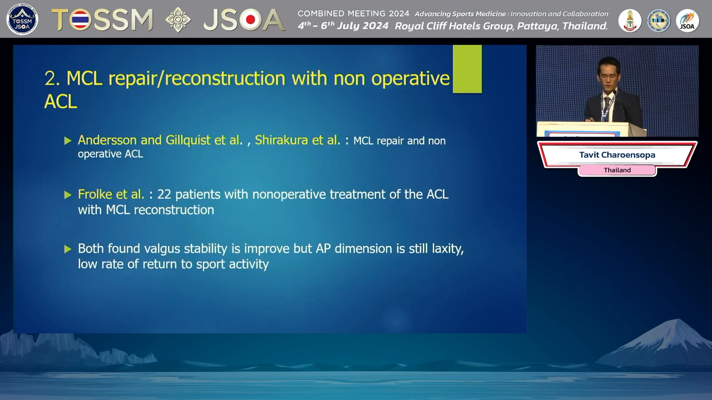How about MCL repair or reconstruction with a non-operative ACL? There are 2 studies of MCL repair and 1 study of MCL reconstruction. They found improved valgus stability, but in the IKDC they mentioned there was still laxity, and they found a low rate of return to sport activity. They concluded that ACL reconstruction is a primary factor to improve outcome in the treatment, and this choice may not be appropriate for the young patient.